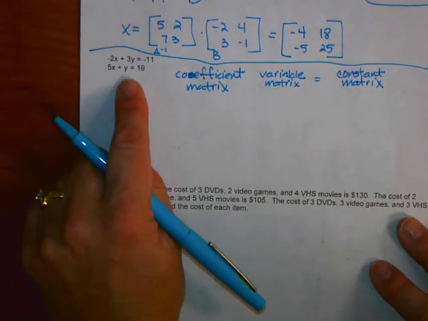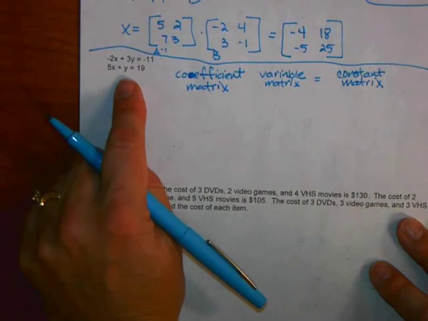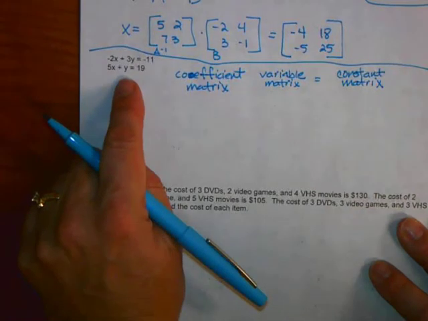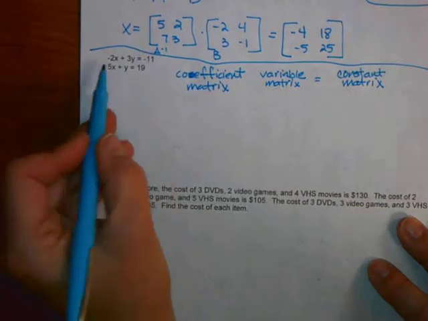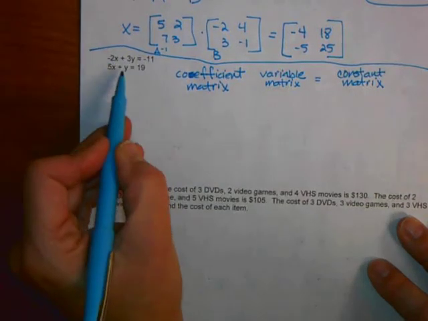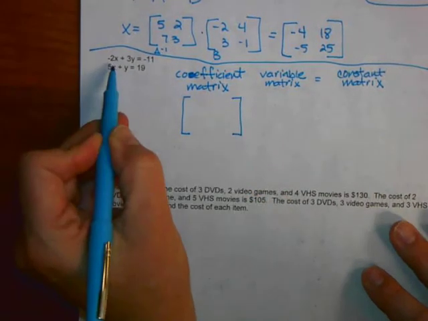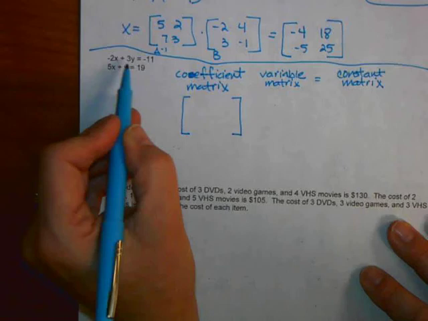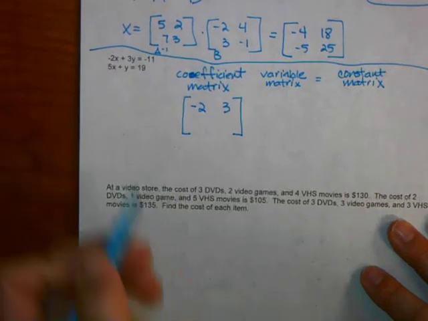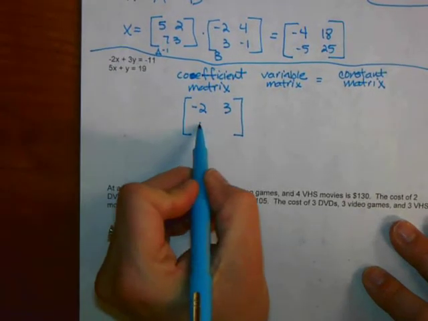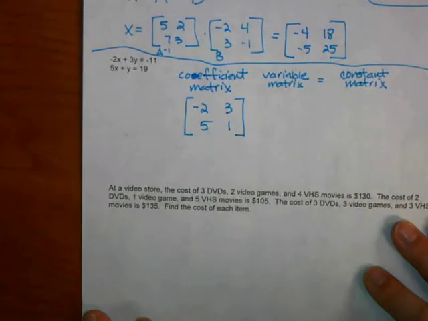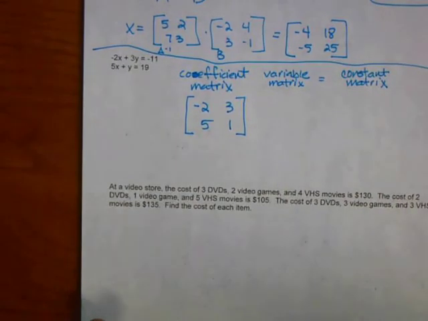In these two equations, where are the coefficients? 5 and... Where are they? In front of the what? Okay. So how many do I have? 1, 2, 3, 4. So I need a 2 by 2. I have -2 and 3 in my first equation, and I have 5 and 1 in my second equation. Those are the coefficients.